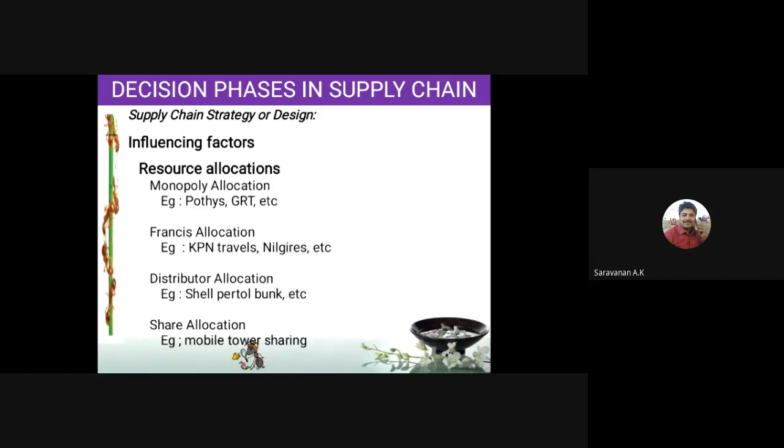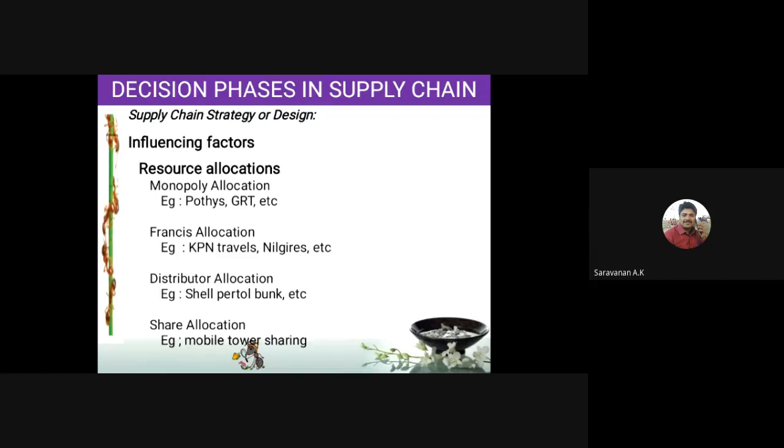Decision is taken only by that owner. But if you take KPN Travel, that is the franchise allocation. KPN doesn't have that much money or that much resource, but by giving franchise, they can enlarge their number of buses. More than 50% of buses maybe belong to a franchise also.